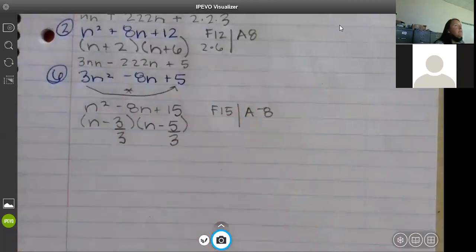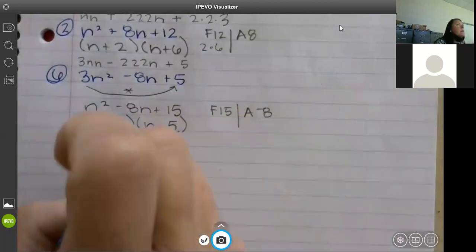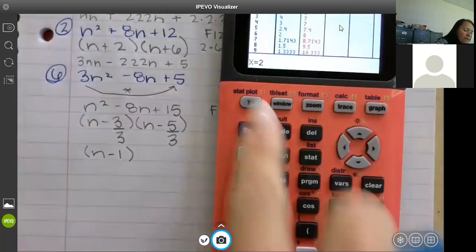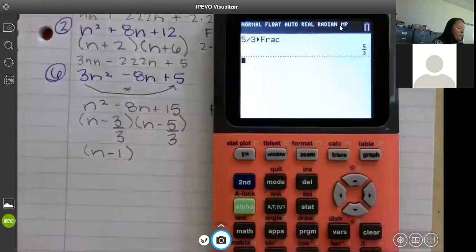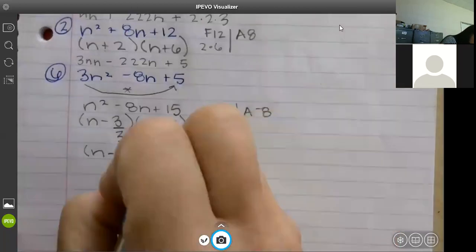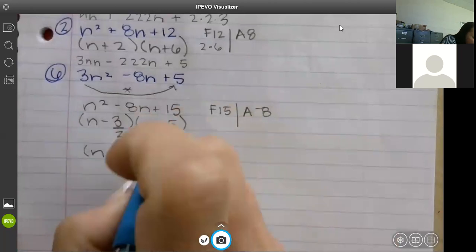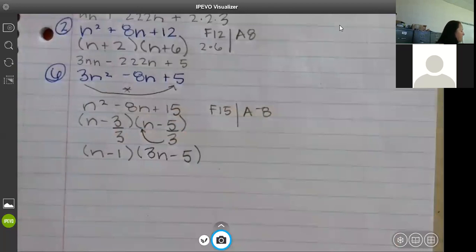And we're going to clean it up. 3 divided by 3 is 1. If you need to check it, you can type this in, 5 divided by 3, math, enter, enter. And we still get 5 over 3, which means it won't reduce. So Ms. Burkhart always says bottoms up. So make sure that that 3 goes in the front. And there are your 2 factors, n minus 1 and 3n minus 5.